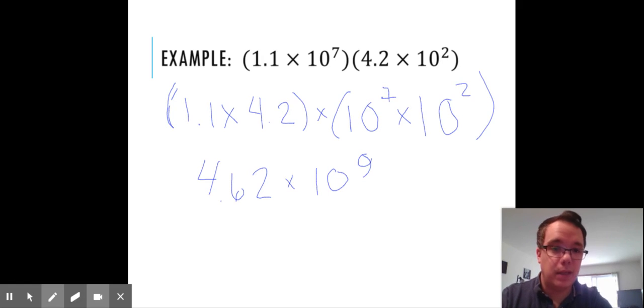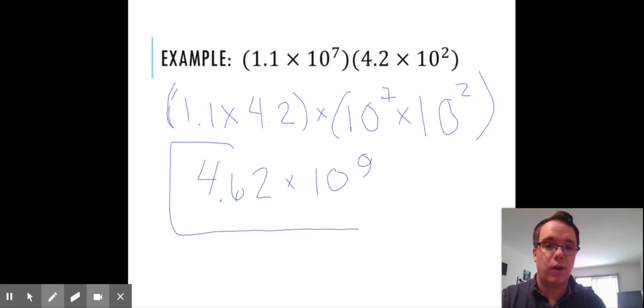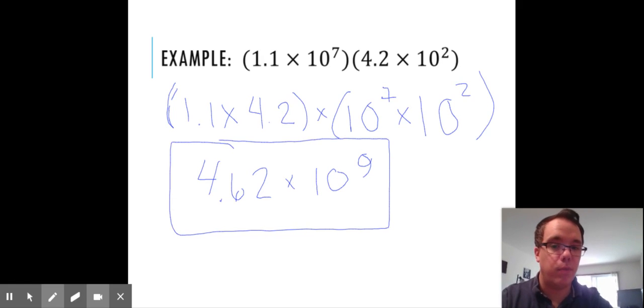There's no reason to move our decimal point because our number starts with 4, which is a number between 1 and 9. So our answer is in scientific notation. So our answer here is 4.62 times 10 to the 9th.